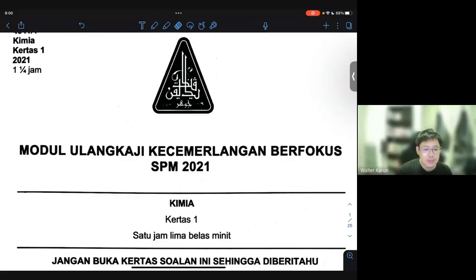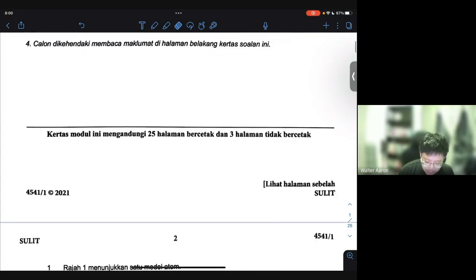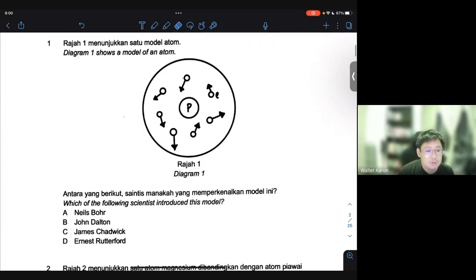All right, so this is the Johor trial paper for year 2021, and we'll be discussing the paper 1 version. So without further ado, let's move on to the questions. The first question asks, based on diagram 1, which shows a model of an atom, which of the following scientists introduced this model? So this is actually Ernest Rutherford.